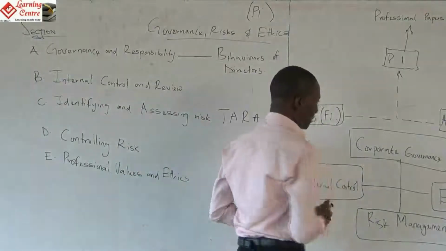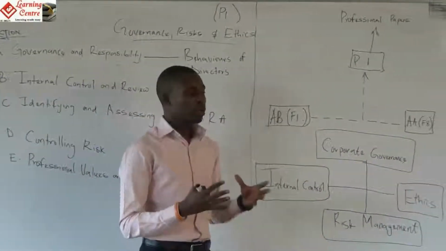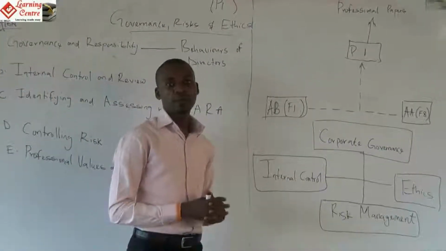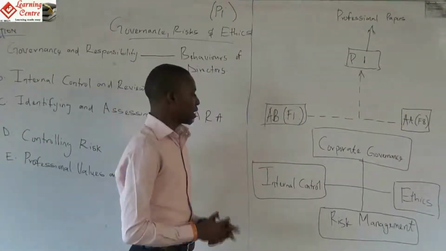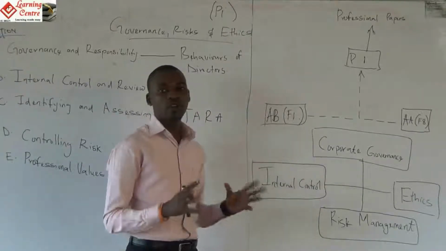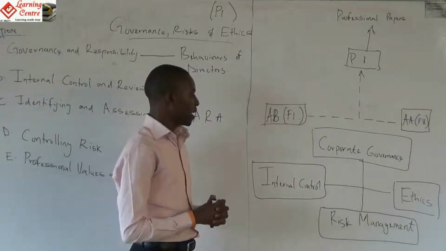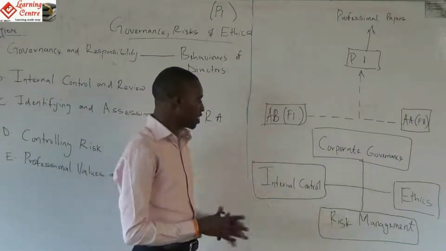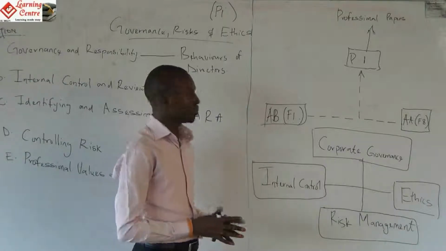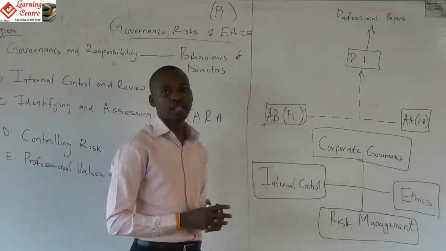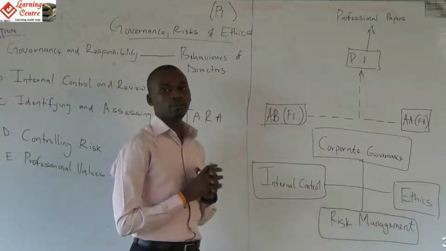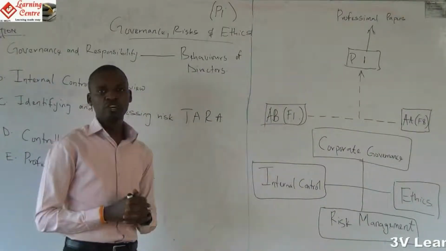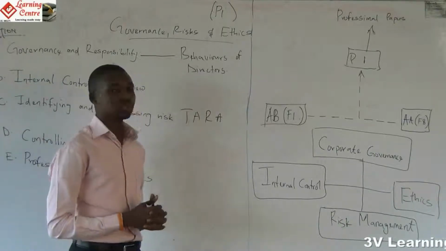In order to make it a bit easier to understand the concept of the paper P1 syllabus, I have done a breakdown of the four main aspects of the P1 exam: corporate governance, ethics, risk management, internal control. These are the things you need to understand about paper P1 in order for you to do very well in your forthcoming examination.